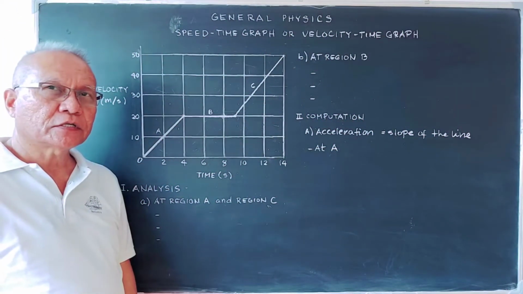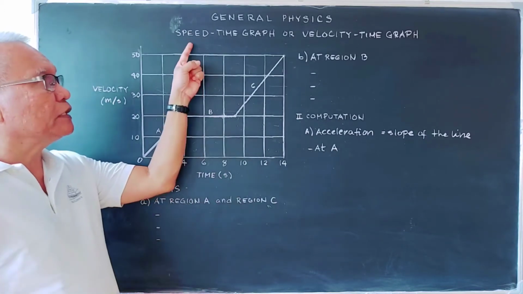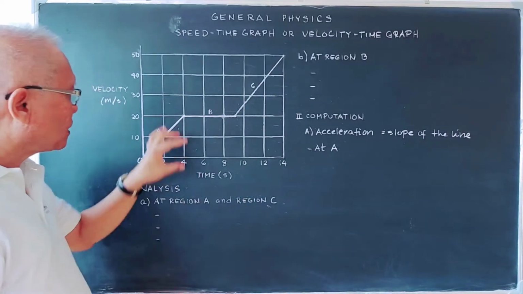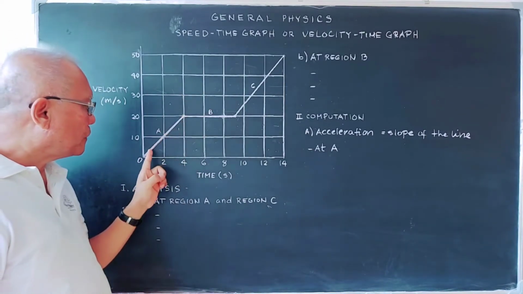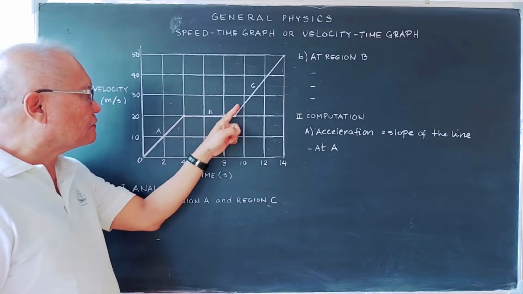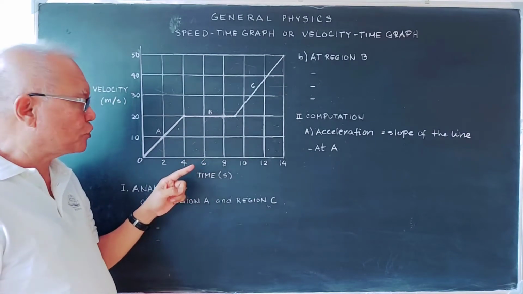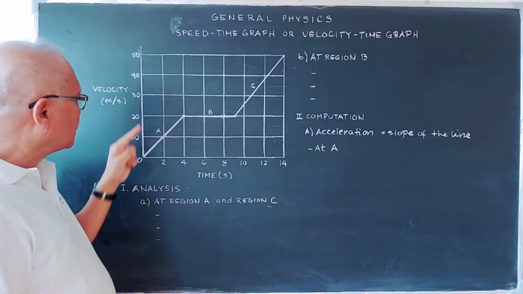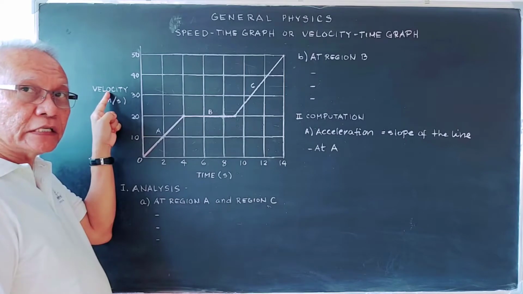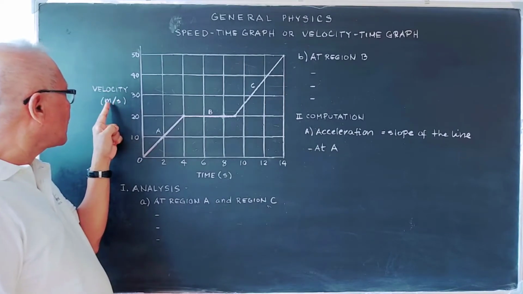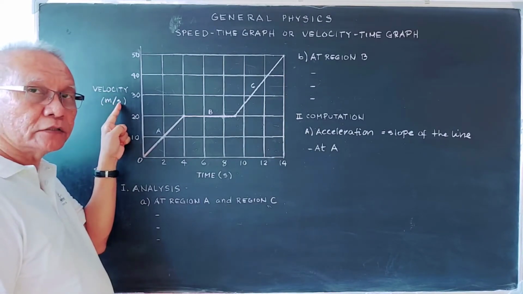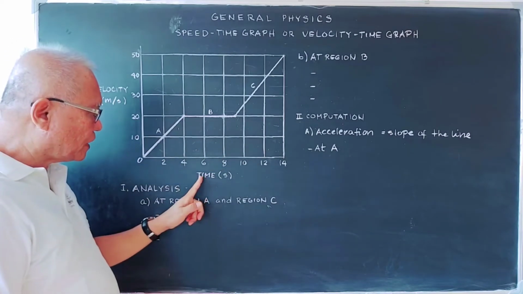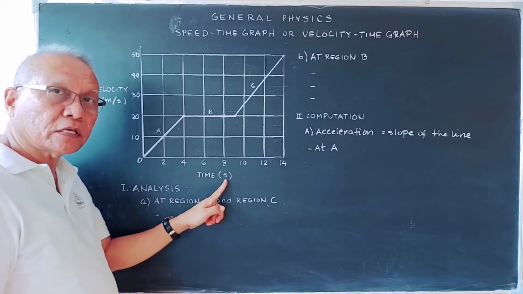Good day, learners. Today we are going to study speed time graph or velocity time graph. So we have our graph here and we have the plot or the graph of the motion of our object. On the left side, on the y-axis here, is our velocity. Take note of the unit. This one is in meter per second. In the abscissa or x-axis, we have the time in seconds.